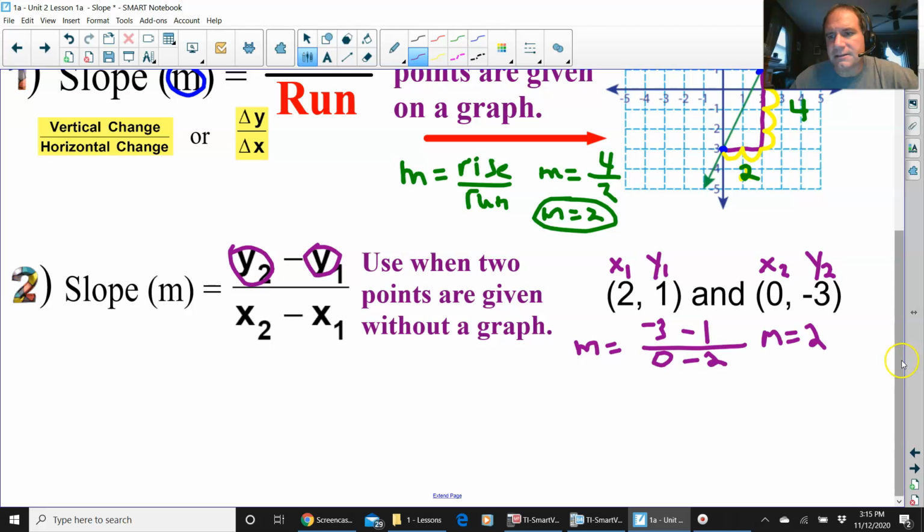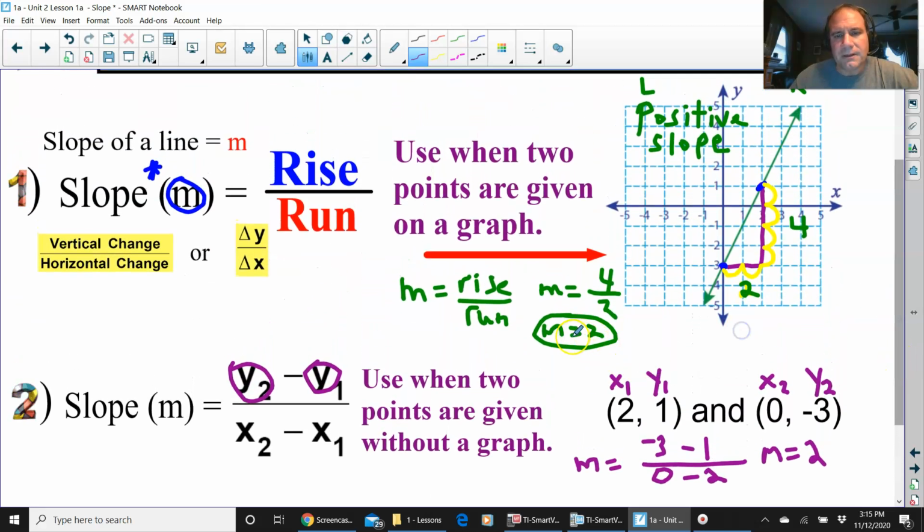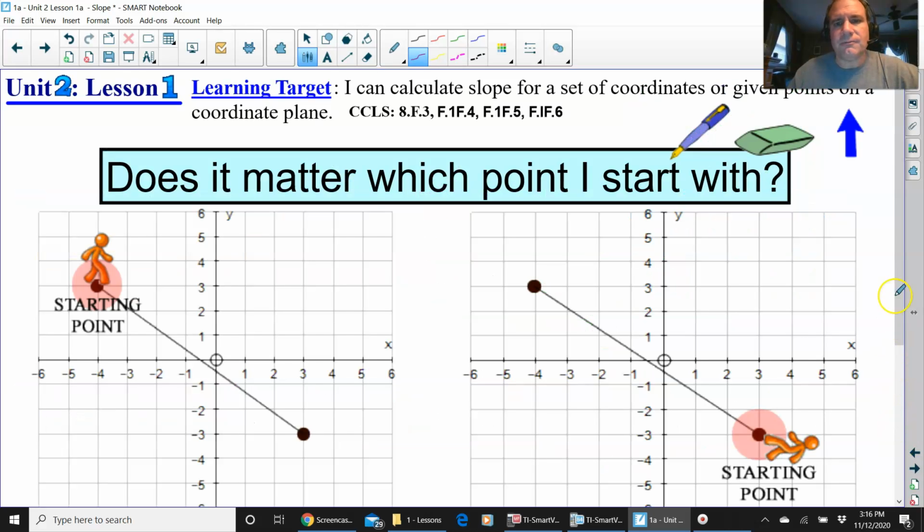And yes, that is the same line. That's why we have the slope is 2 for this one when we did rise over run, and the slope is 2 for this one when we use this formula. It's the same formula written different ways. Alright, so let's go on to some rise over run.